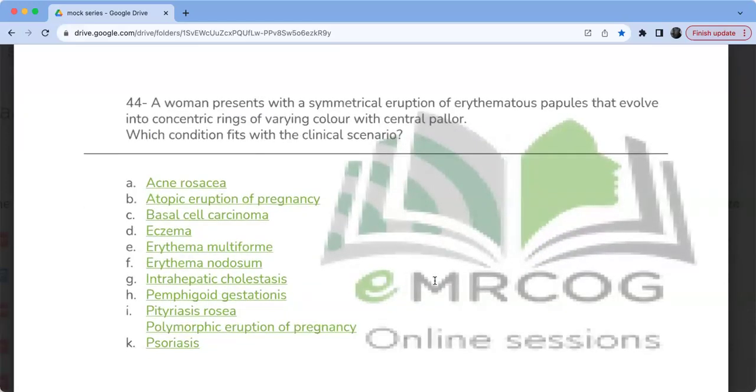A woman presents with asymmetrical eruption of erythematous papules. The previous question is A. So, eruption of erythematous papules that evolve into concentric rings of varying color with central pallor. Which condition fits with the clinical scenario?